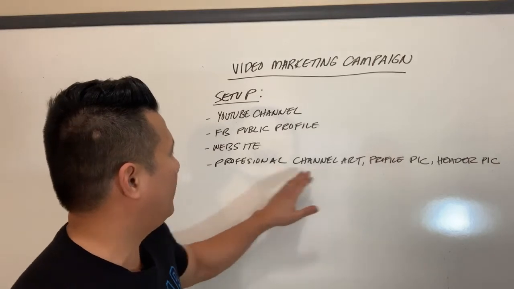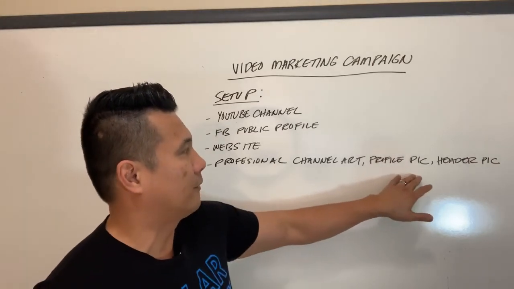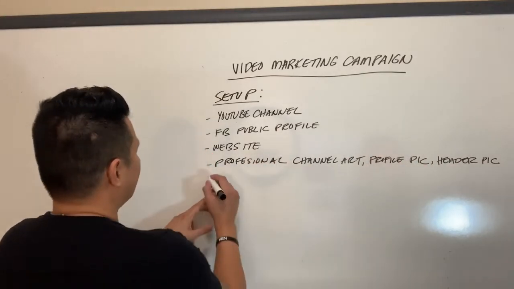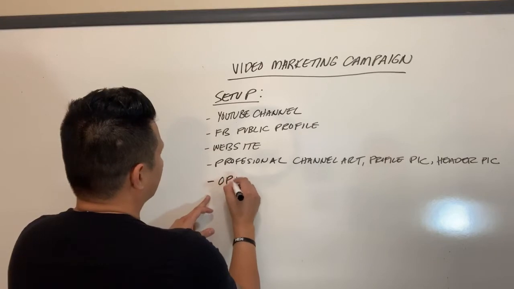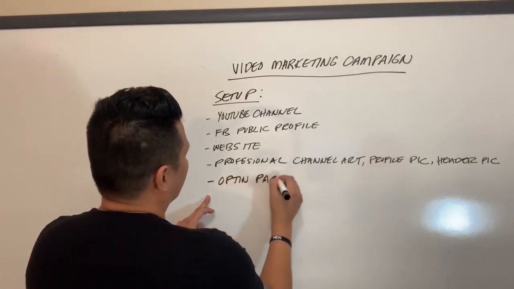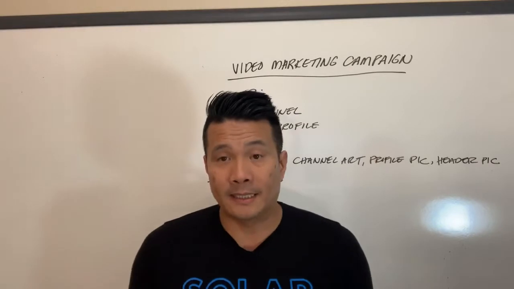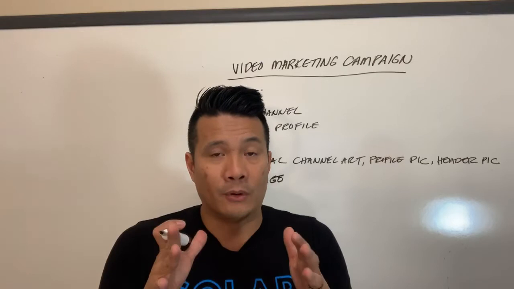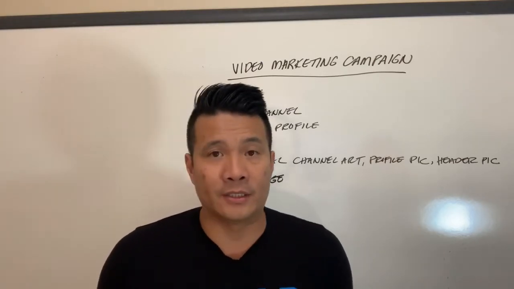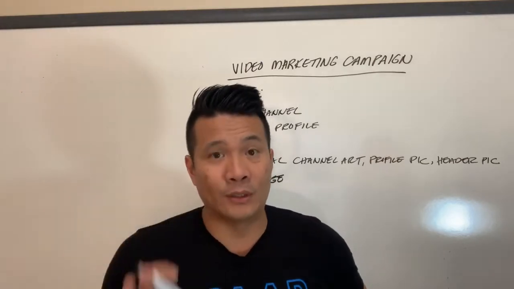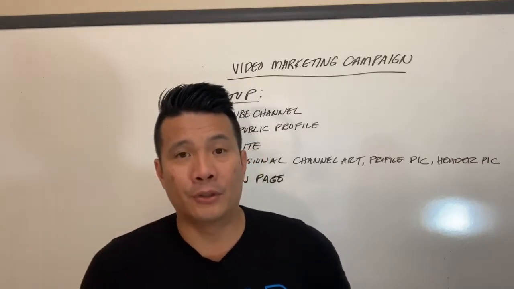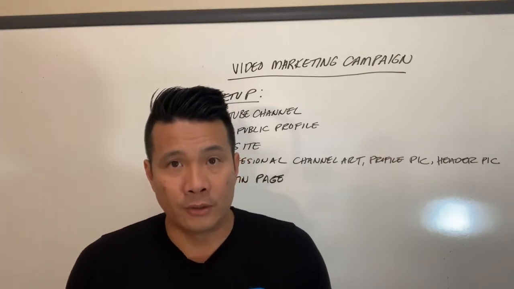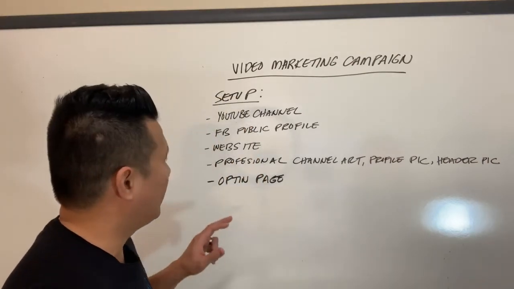So we're still in the setup. So now you created a channel art, a profile picture for your Facebook, and a header picture for your website. The next thing is you need to create an opt-in page, right? And for those of you that don't know what an opt-in page is, it's basically a capture page. So when you have your call to action during your videos, like, hey, Mr. or Mrs. Smith, click the button if you're interested, then from there, it needs to go to some sort of website to capture their information, their name, phone number, email, things of that nature, right? So you need to create an opt-in page.